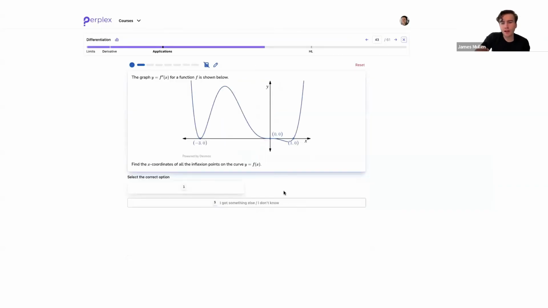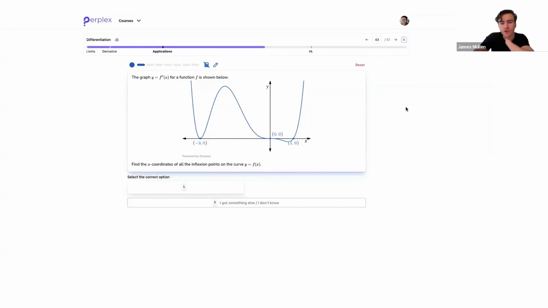Now, I don't know why I forgot to put multiple choice options here. Sorry about that. But we can still answer this question. We just won't have MCQ. The graph of f prime prime of x is shown below. And I want to find the x-coordinates of all the inflection points on the curve of y equals f of x. I'm going to give you 10 seconds to think about that.